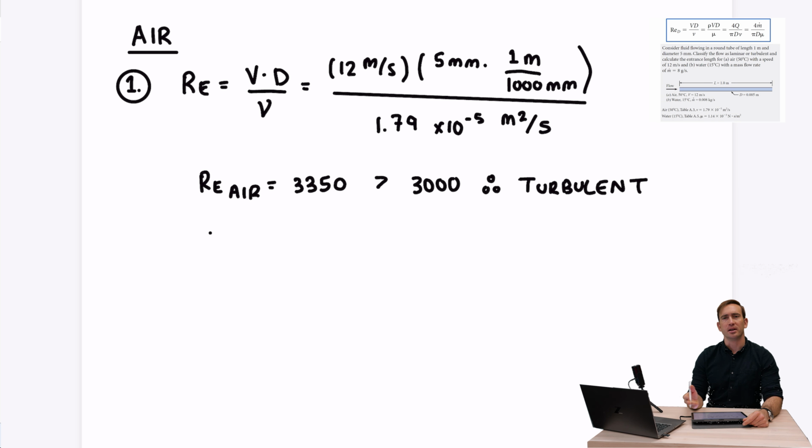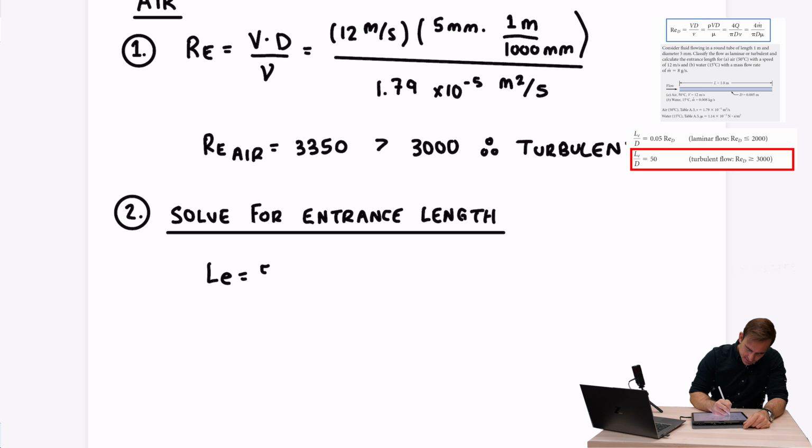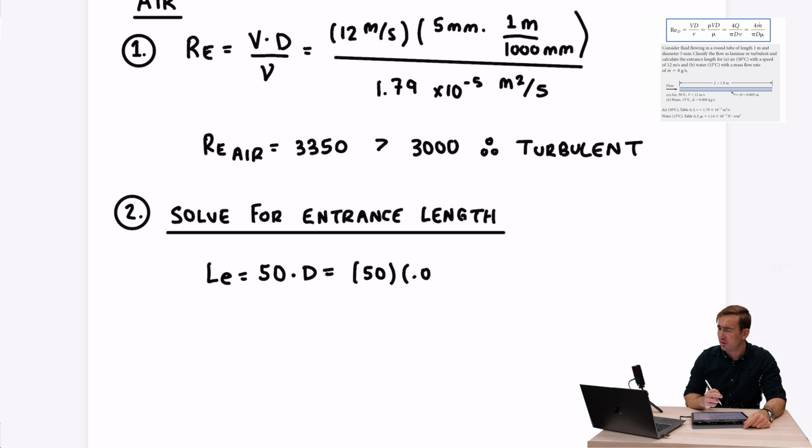Now, because the flow is turbulent, what we're going to do is use the relationship we saw on the previous slide for the entrance length for turbulent fluid flow. So when the flow is turbulent, we use the equation for entrance length. The entrance length is equal to 50 times the diameter. 50 times the diameter in this case will be 50 times the diameter, which is 5 millimeters, or, as we calculated earlier, 0.005 meters. And we get that the entrance length is equal to 0.25 meters.